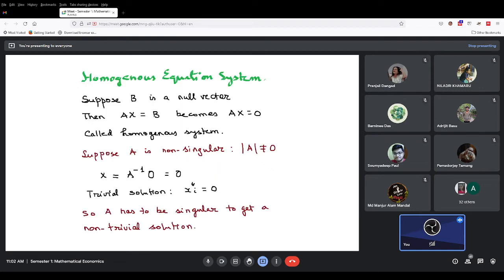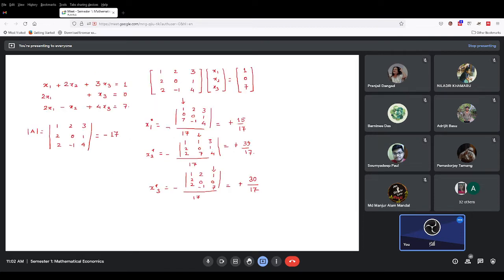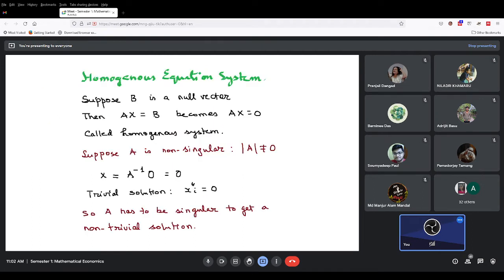Achha. Now, next, the equation systems that we have considered is what is called a non-homogeneous system. Sometimes B can be a null vector. In that case, Ax equal to B becomes Ax equal to 0. This is called a homogeneous system. Now suppose that A is a non-singular matrix, that is, determinant of A is not equal to 0. Remember that we required this condition in order to get the solution. But if A is non-singular, what will we get? X equal to A inverse 0, this is equal to 0. So X becomes a null matrix. That means all the values of X, x1, x2, x3 will be equal to 0, which is what we call a trivial solution.